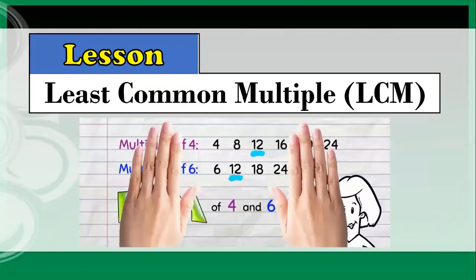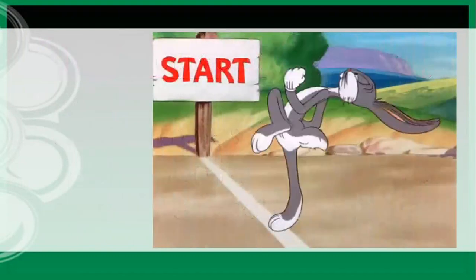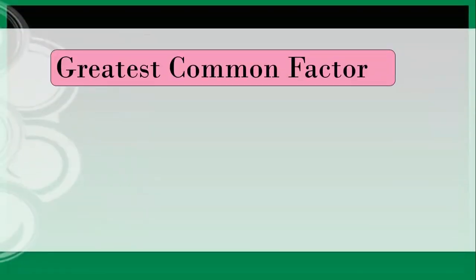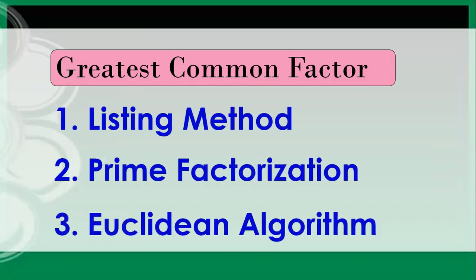Today, our lesson is all about the least common multiple of the number. The objective of the lesson: determine the least common multiple of two or more whole numbers. Let's start. Last time, we discussed the greatest common factor. We can get that by using the listing method, the prime factorization, and the Euclidean algorithm. Today, we're going to discuss the LCM, or the least common multiple of the number.